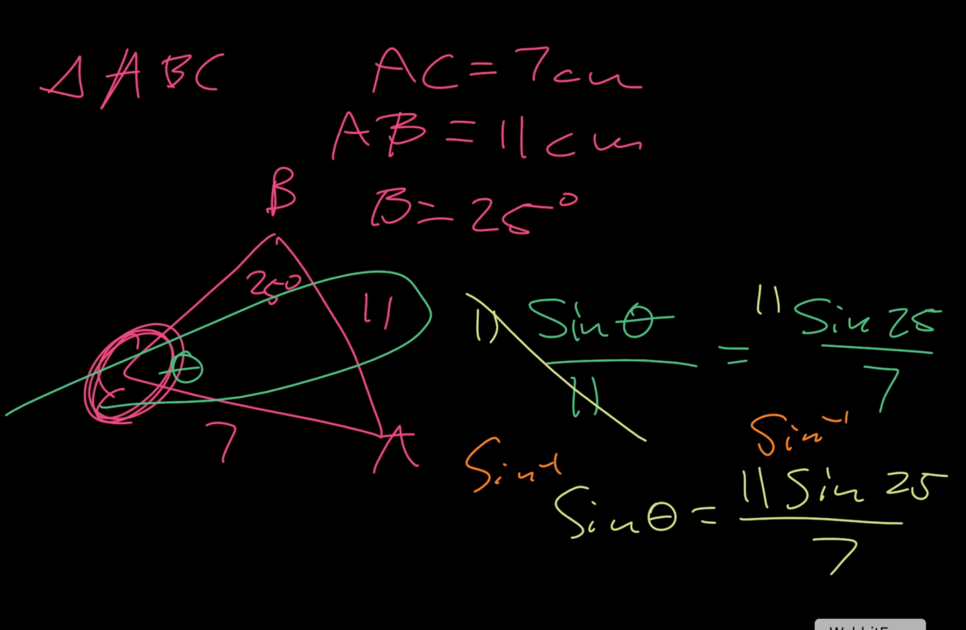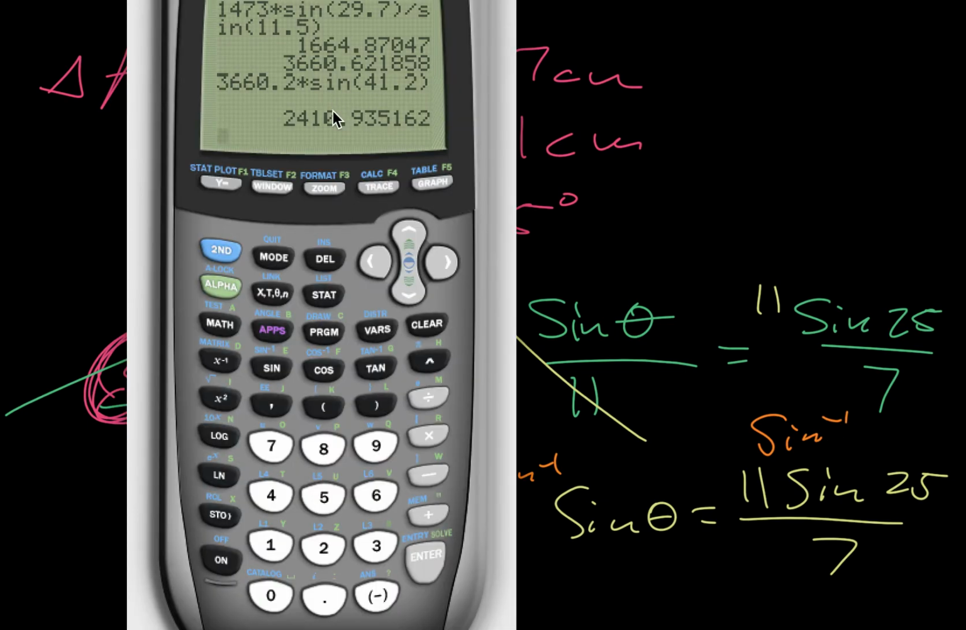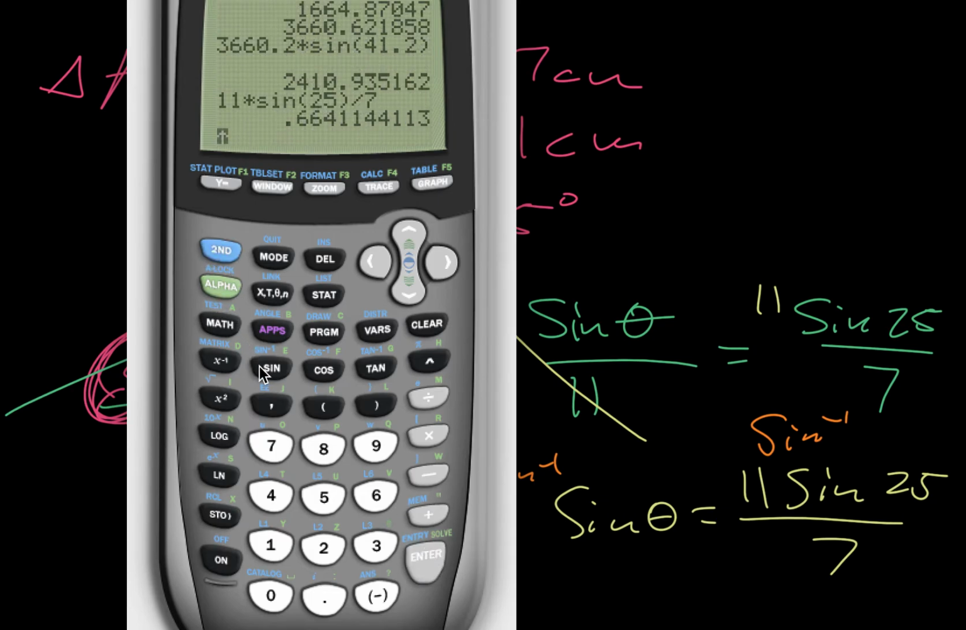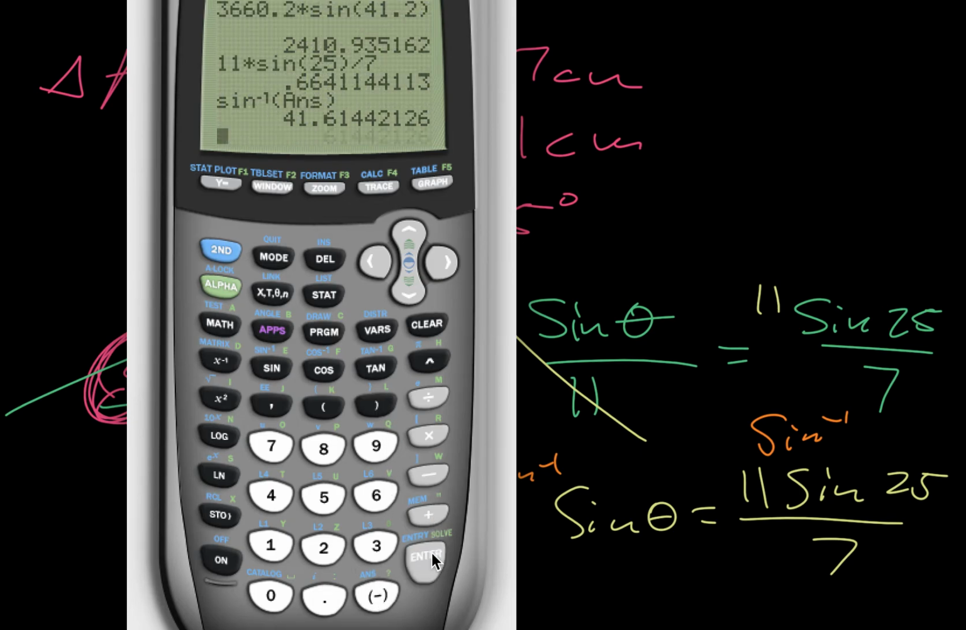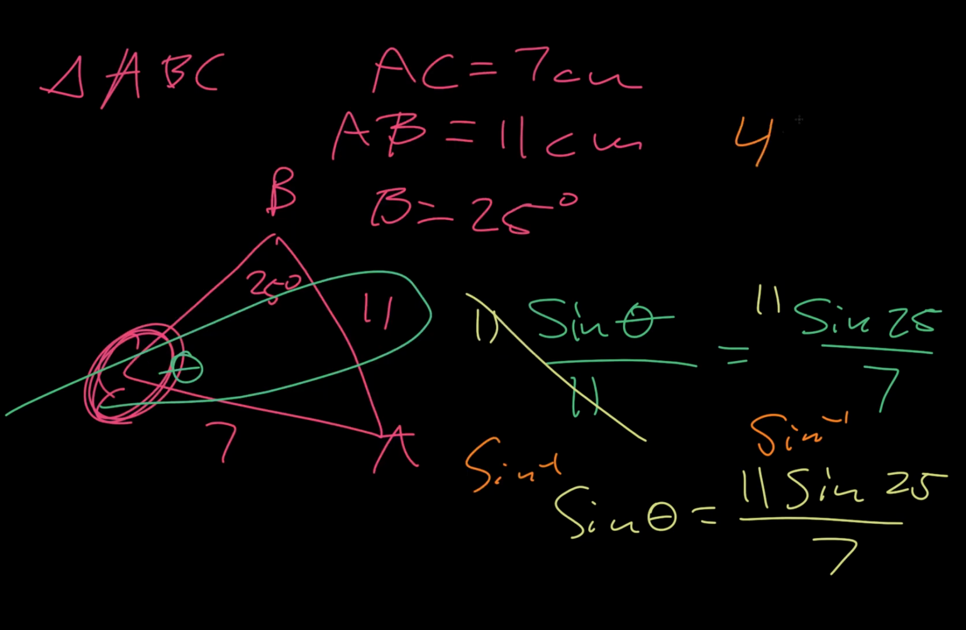Okay, and we pull this up. We say second inverse, or no, let's not do it that way. So I'm just going to do all the stuff that's inside first. So I'm going to say 11 times sine 25 divided by 7. Then I'm going to say second sine, second answer, and I end up with 41.6 degrees.